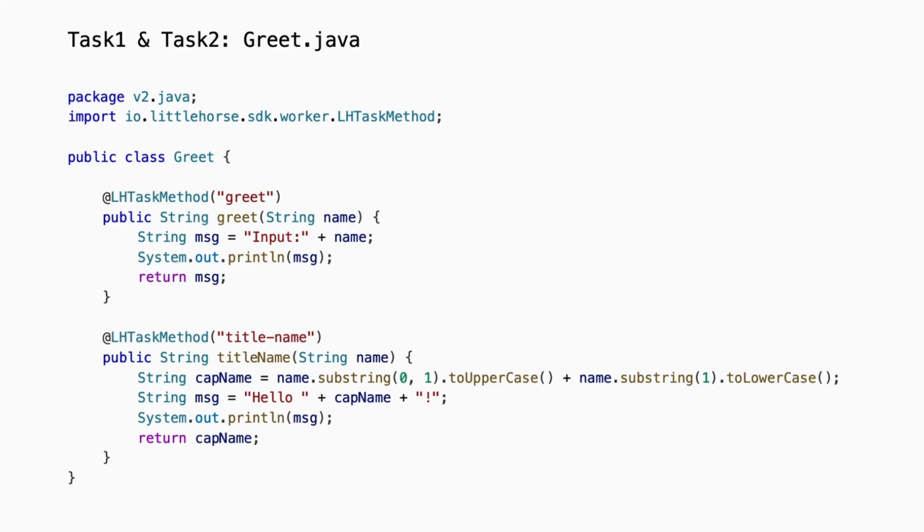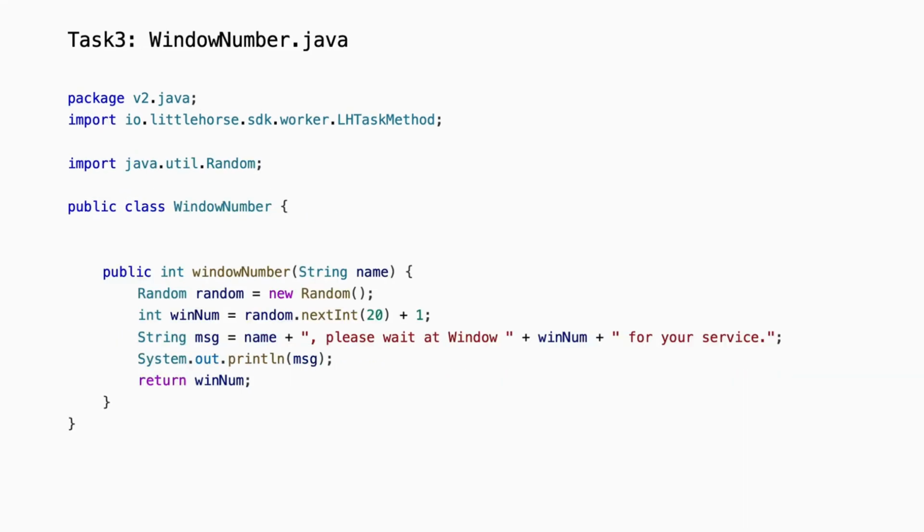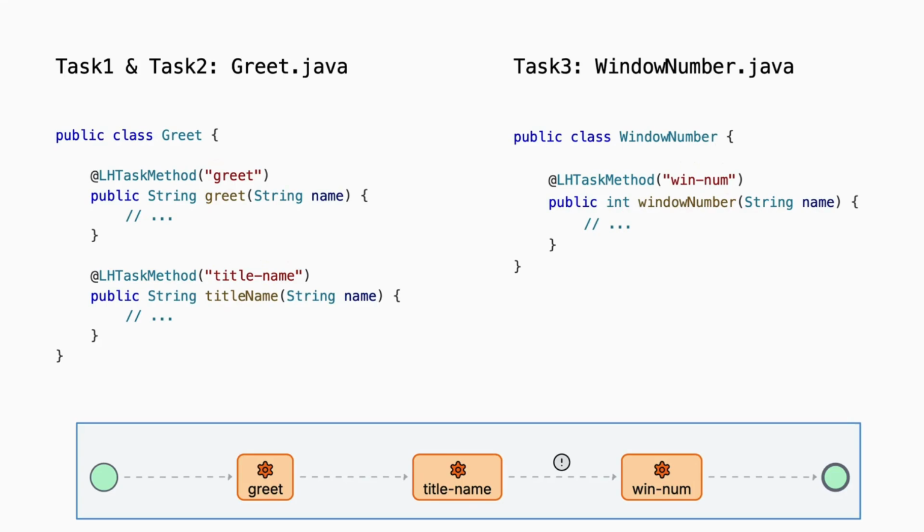Now we want to add the third task to LittleHorse from a different Java class. We do the same thing, add an annotation, LHTaskMethod, with a name to tell LittleHorse to execute the winNumber method when you see the task WinNum. And these 3 names are LittleHorse variables. They will be registered in LittleHorse. They can be searched in LittleHorse. Now we have 3 tasks.